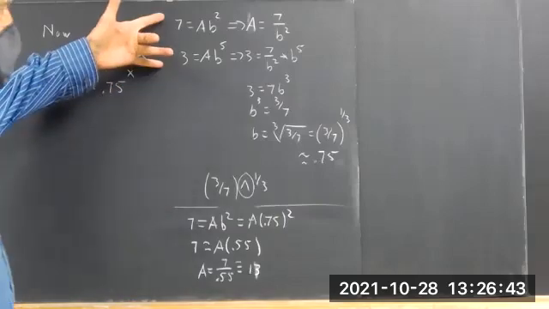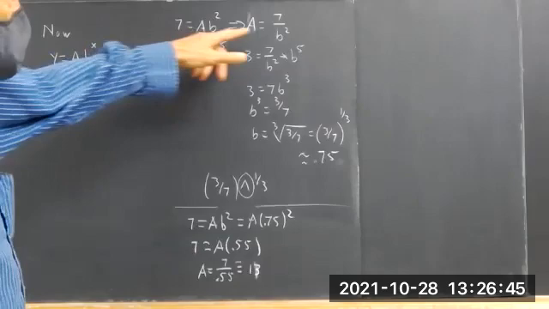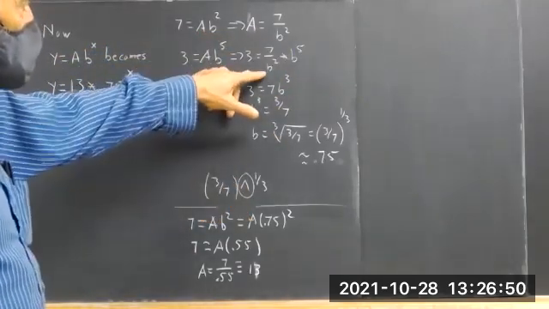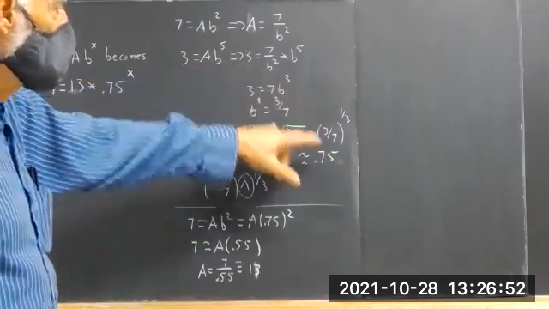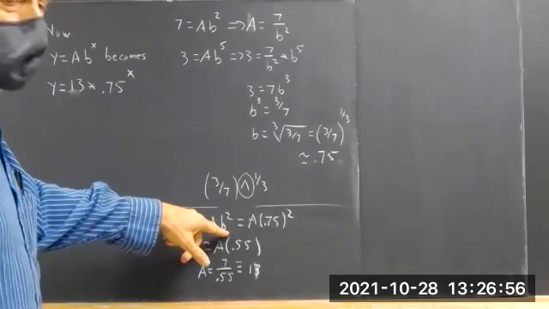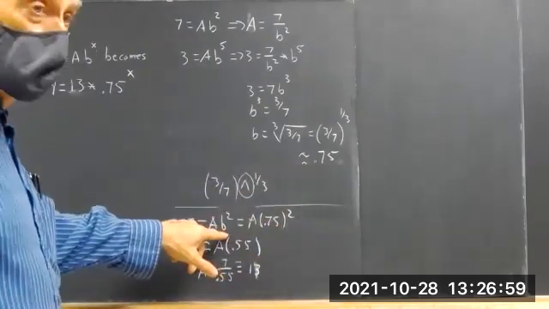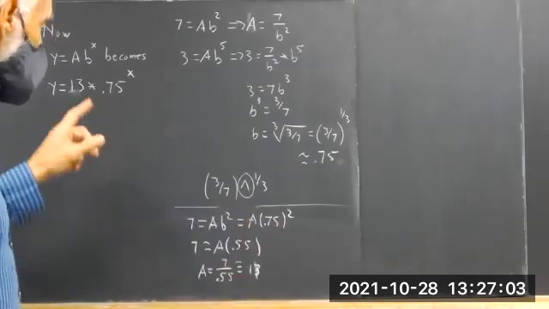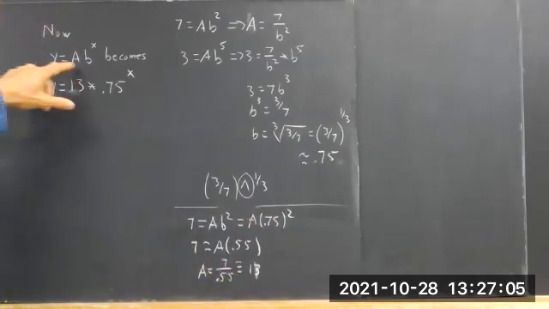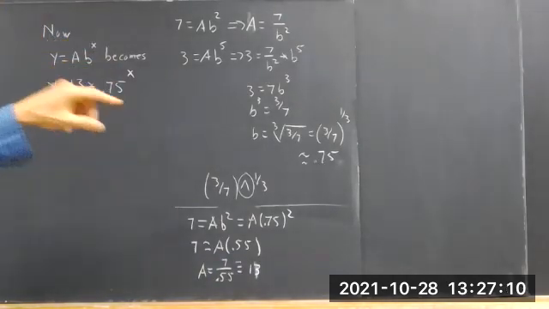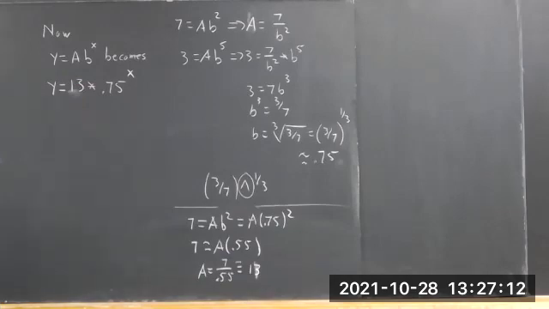So again, for the two equations, solve for A, plug that into the second equation for A, and solve for B, we get the value of B. Then put this number in for B, not for A, and solve for A. You get this number, so the model is Y equals A B to the X, and that becomes 13 times 0.75 raised to the X.